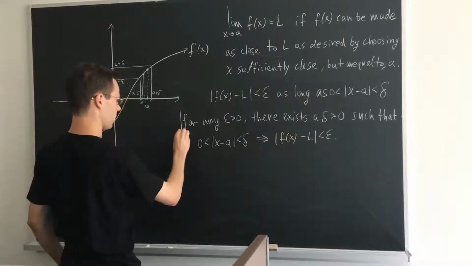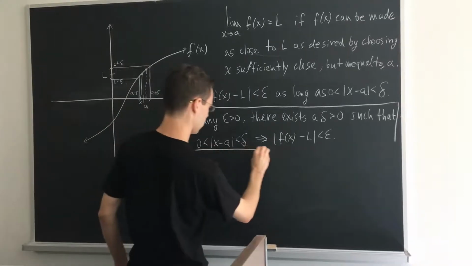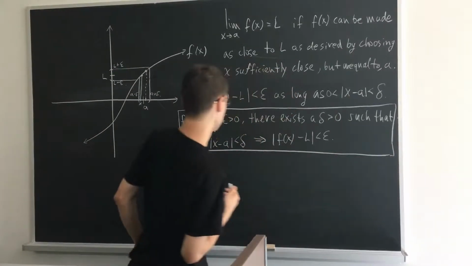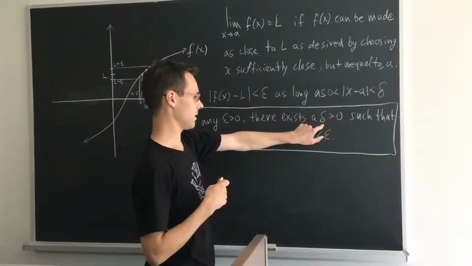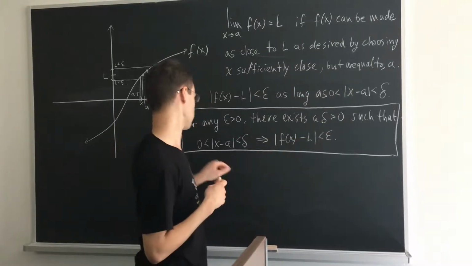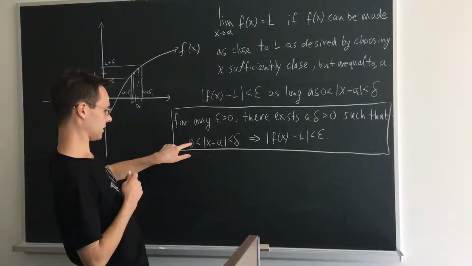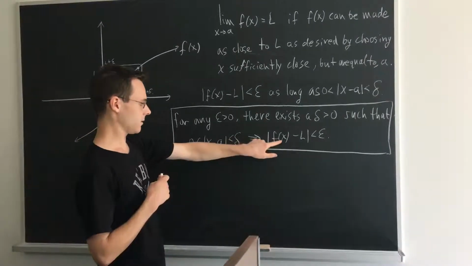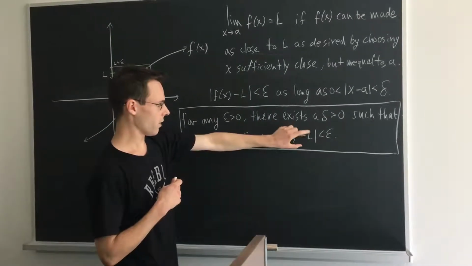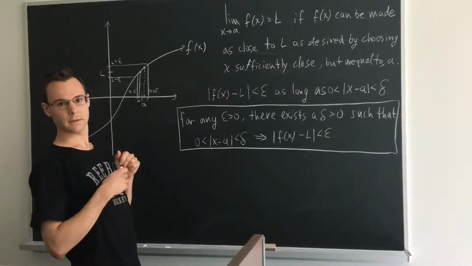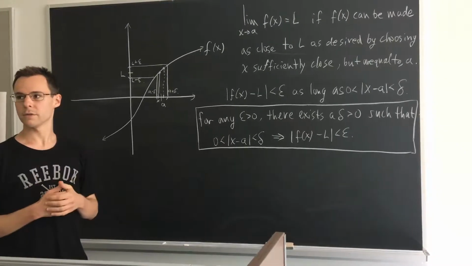This here is the formal definition of what it means for the limit as x approaches a of f of x to be equal to L. What that means is that for any given epsilon greater than 0, there exists a delta greater than 0, such that if x falls within the delta window around a, but is actually unequal to a, then the values of the function f at that x will fall within the epsilon window around L. So let's use this definition to do a few examples.